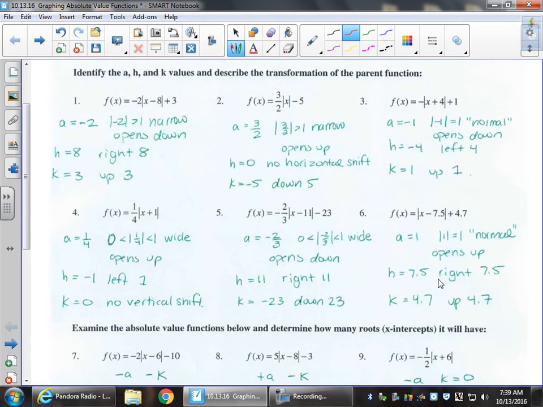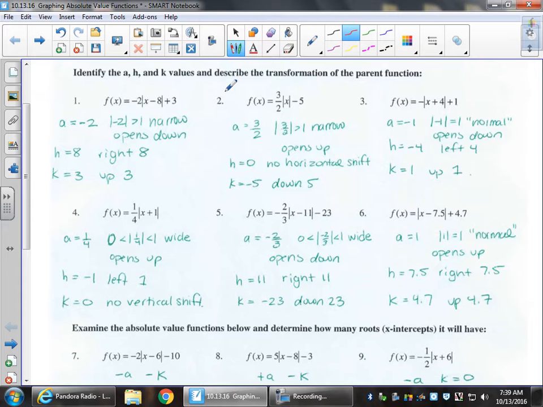I don't think it said to. Nope. So for 1 through 6, we just needed to identify A, H, and K and what did it do. No mention of domain and range in this set. Questions on 1 through 6? Yes. Which one? For number 1?